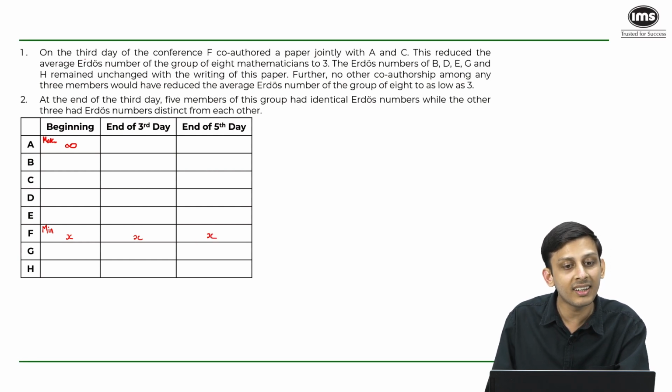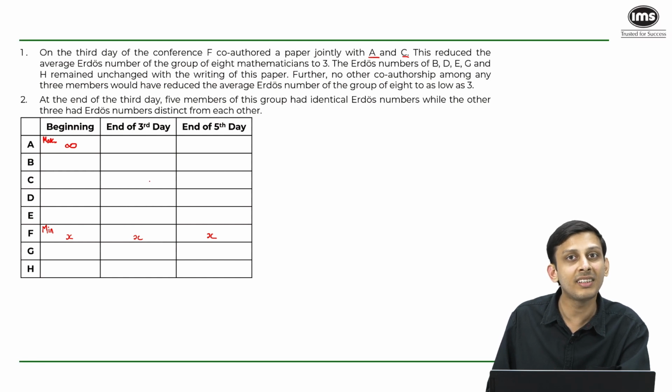But now on the third day, F is co-authoring a paper jointly with A and C. This means that the Erdos number of A and C will become X plus 1. Okay, because F is the minimum. So if A and C co-author a paper with F, as per the instructions, their Erdos number will become X plus 1 at the end of the third day. So we can put that in the table.